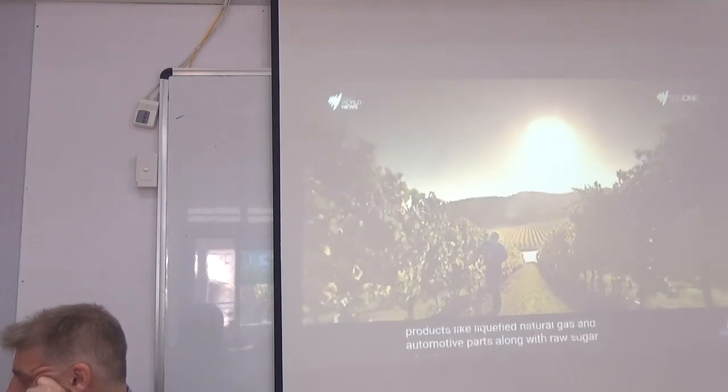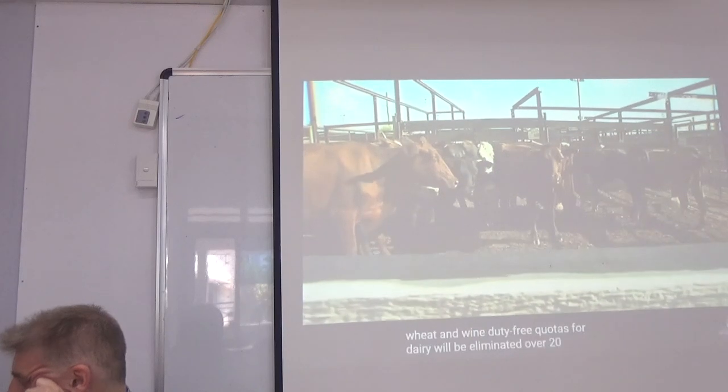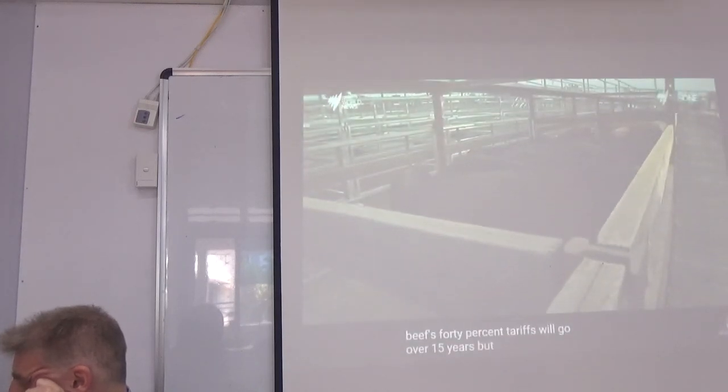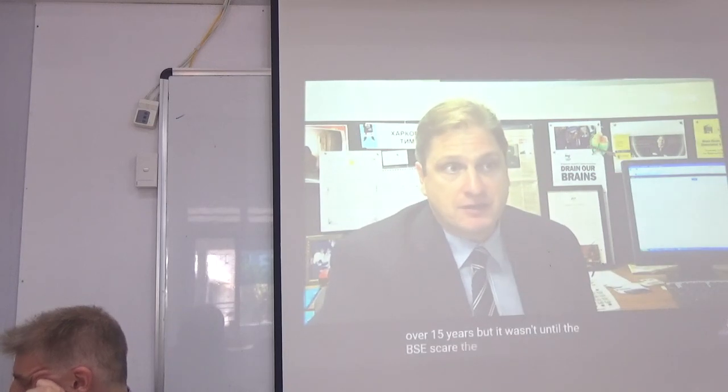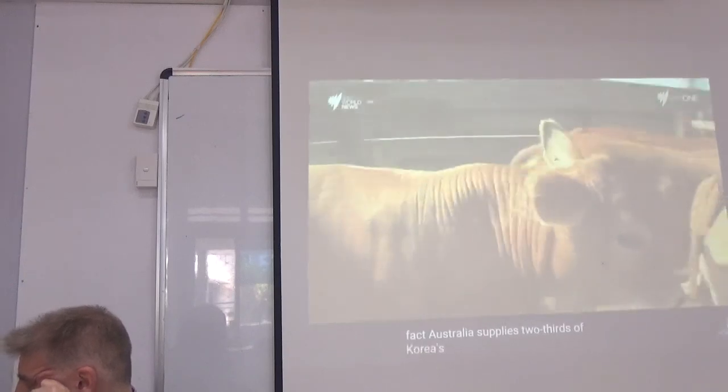along with raw sugar, wheat and wine. Duty-free quotas for dairy will be eliminated over 20 years. Beef's 40% tariff will go over 15 years. But it wasn't until the BSE scare, the mad cow scare, that Australia really got into the market. In fact, Australia supplies 2/3 of Korea's beef market.